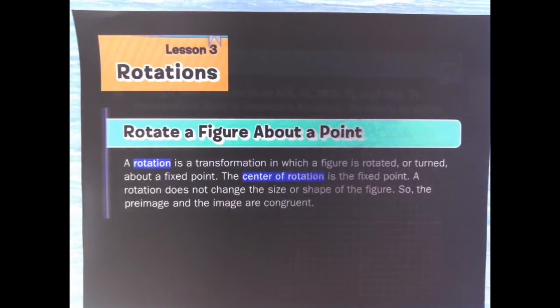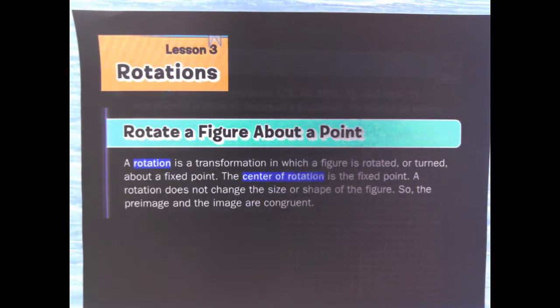So, again, when we talked about a translation, we talked about how that was a slide of the figure. We talked about a reflection, how that was a flip. Okay, and rotation, that's going to be a turn. So I turn the figure. So a rotation is a transformation in which a figure is rotated or turned about a fixed point. Okay, whatever that point is called the center of rotation.